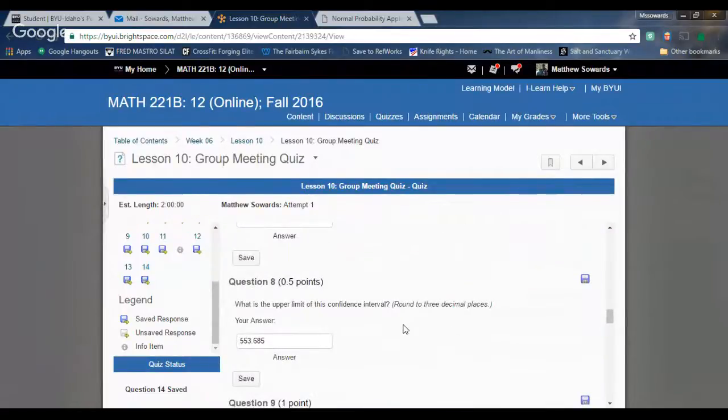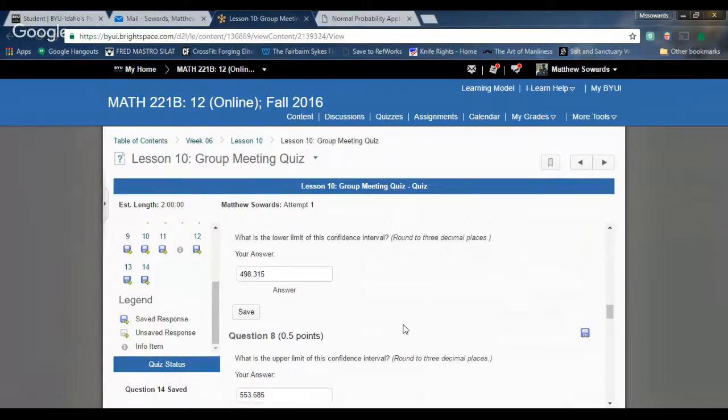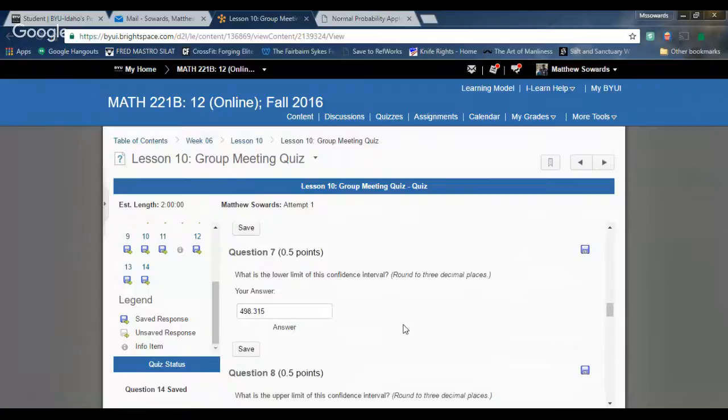So number 8 was the upper limit of the confidence interval. I got 553.685. So what you got? Okay. Yeah. All right. So then let me go ahead and submit that.